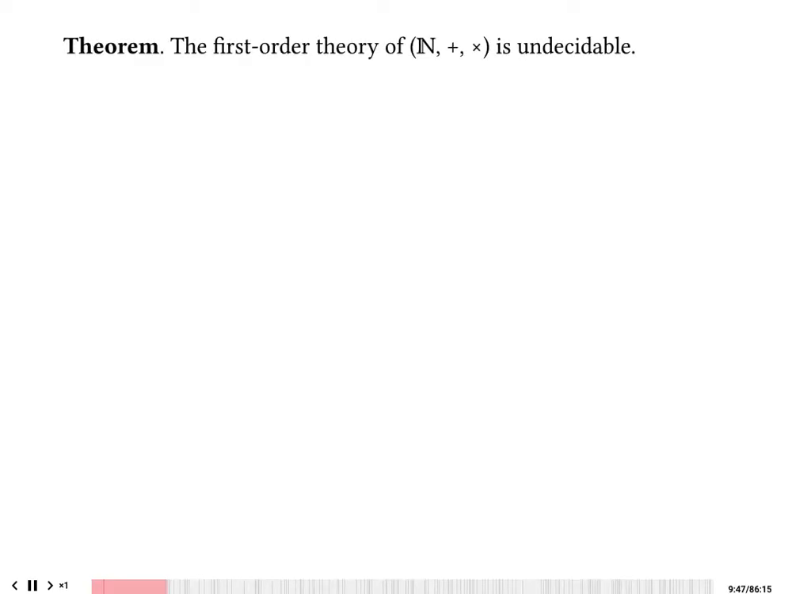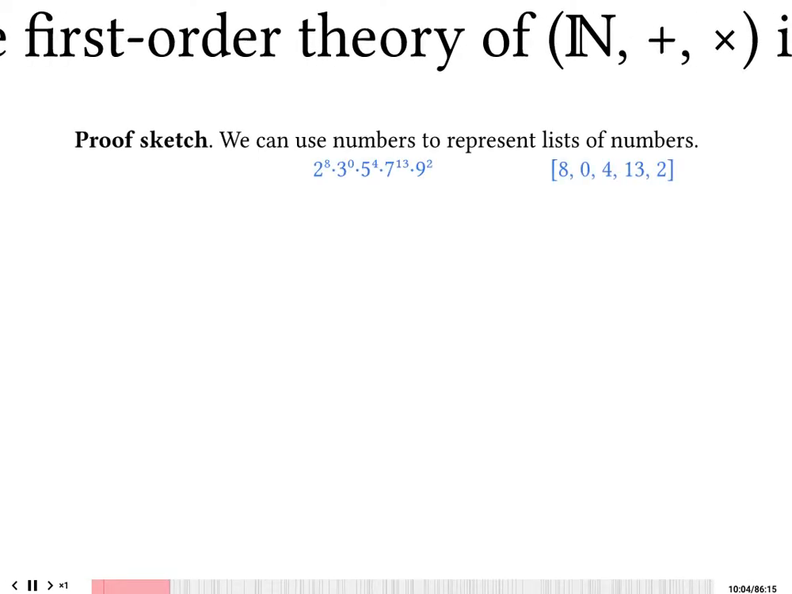So let's begin with arithmetic. The famous theorem, this was already proved by Church. This is the original undecidable problem. It says that the first order theory of arithmetic is undecidable. This was proved in 1935. And let me just give you a brief proof sketch.